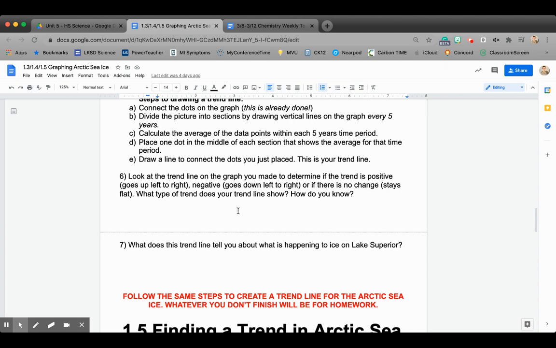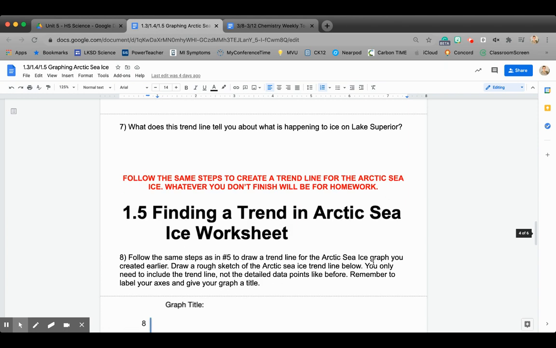For question 6, it's just asking you what is the trend you see, and all you should be saying is positive, negative, or no trend at all, and then explaining that. For 7, that's where you need to be talking about what is actually happening to the ice based on that trend. Okay, so there is a difference between questions 6 and 7.